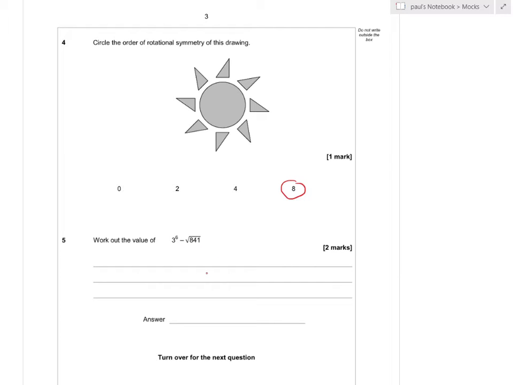So now we get the calculator out on question 5. So 3 to the power of 6, that's 729. So 729 minus, let's cancel that and do the square root of 841. 841 is 29. So that comes out as 700. Nice round numbers. Thank you very much.